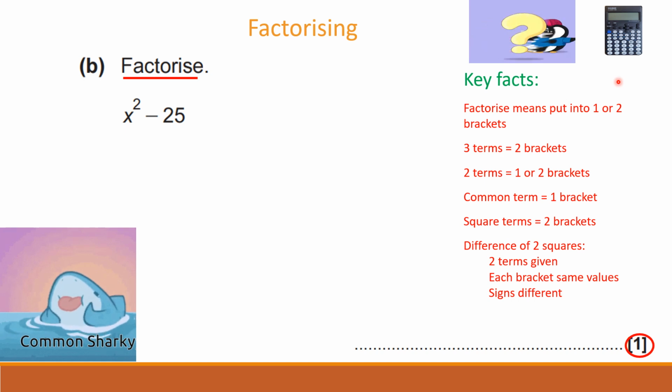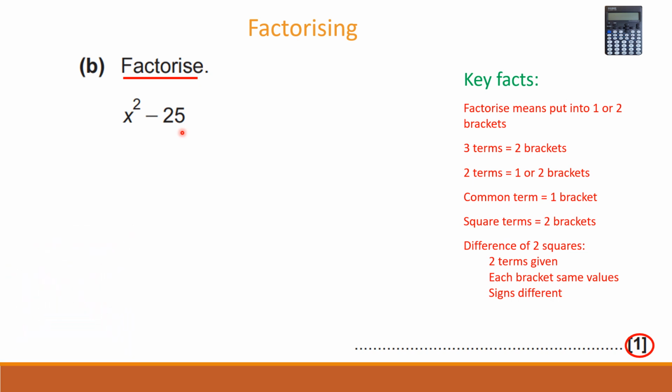Well done, guys. Hopefully you've managed to factorise this expression into 2 brackets. So if we look at this expression, we've got x times x gives me x squared, and 5 times 5 gives me 25. So the square root of x squared is x, and the square root of 25 is 5. So in the front of each bracket, I'm going to have an x, because x times x gives me x squared. The square root of 25 is 5, so that means one bracket has got a plus 5, and the other bracket has got a minus 5.